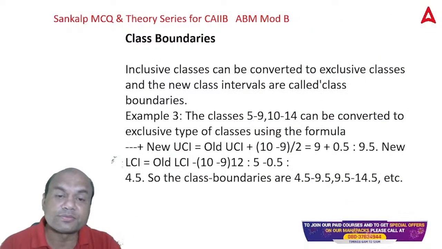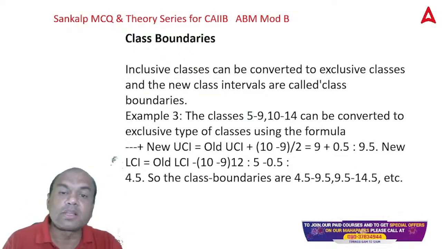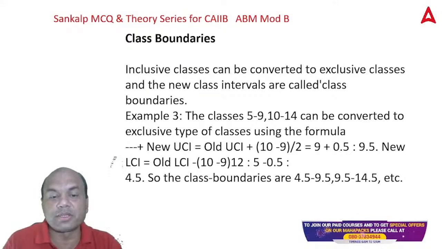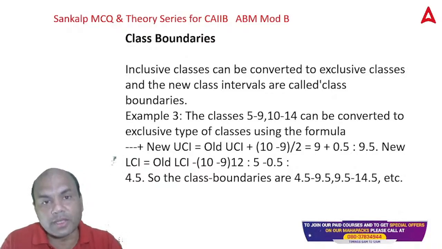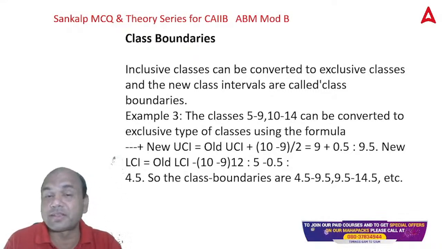Class boundaries. Now there are 2 types of class boundaries. Remember, what is a class boundary? I'll give you a simple example. Just now we saw the classes: 0 to 5, 5 to 10. Now it can be of 2 types. What are the 2 types? Let's say I divide it like this. Let's keep it simple.